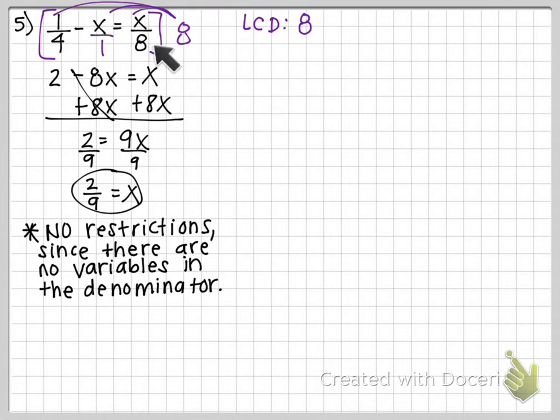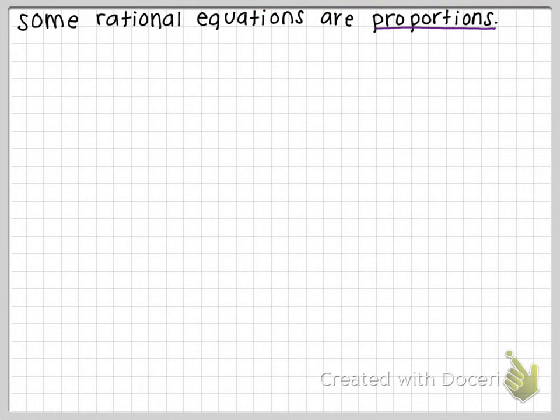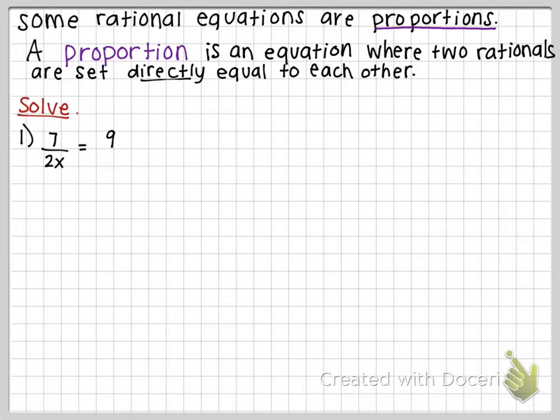So do you see how we have like a plus or a minus right in between? It's 1/4 minus x over 1 equals x over 8. With a proportion, there's no plus or minus in between. It looks like this. Do you see how it's a fraction equals, and we can make that 9 a fraction by putting it over 1?